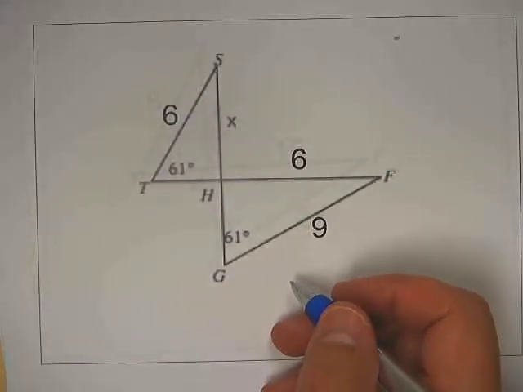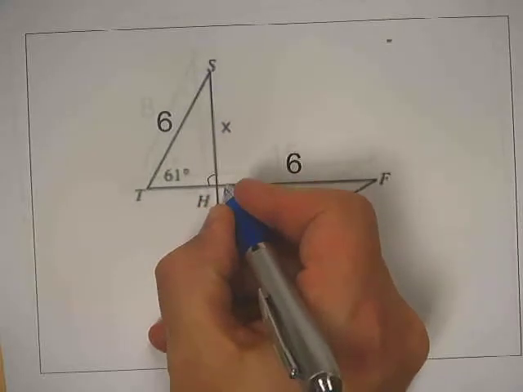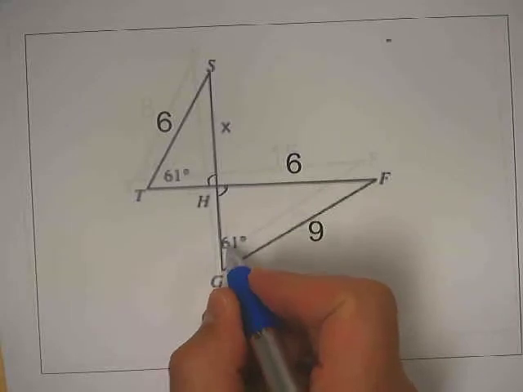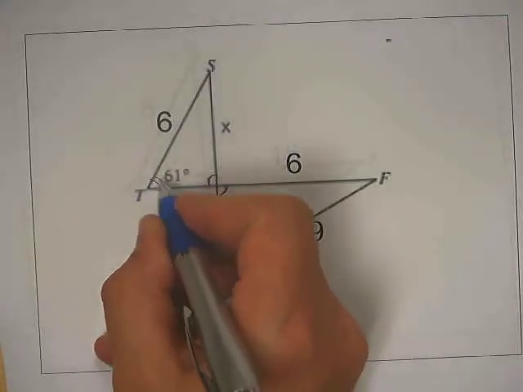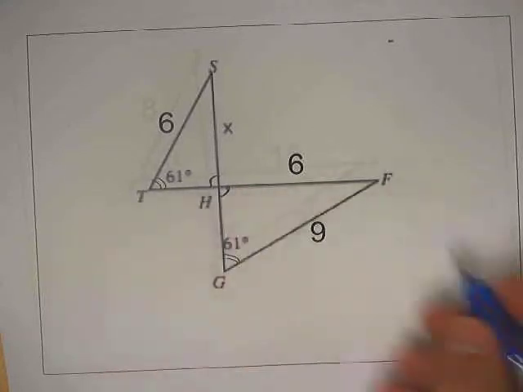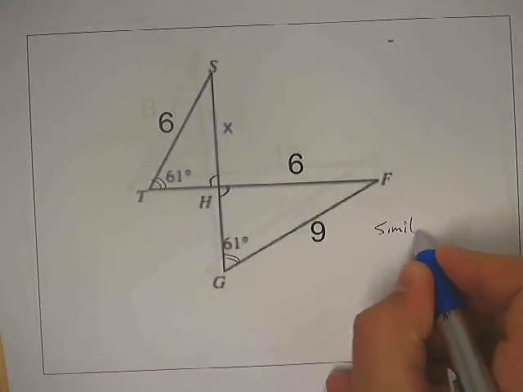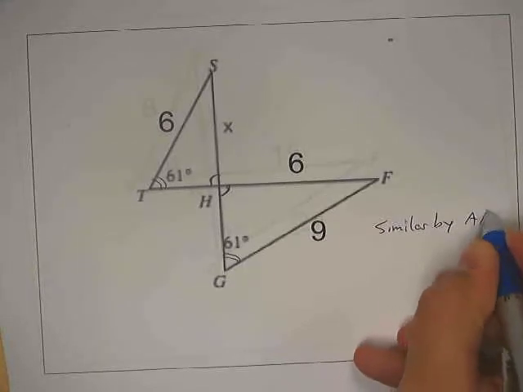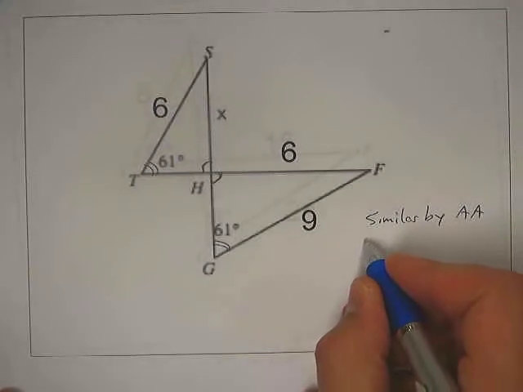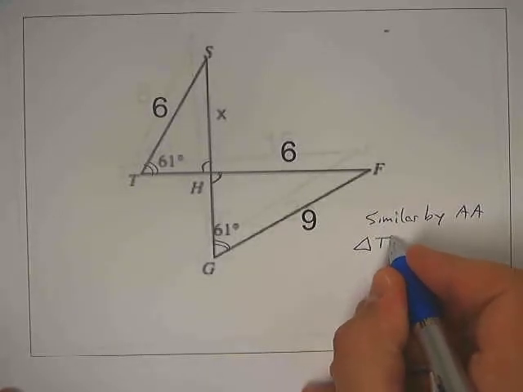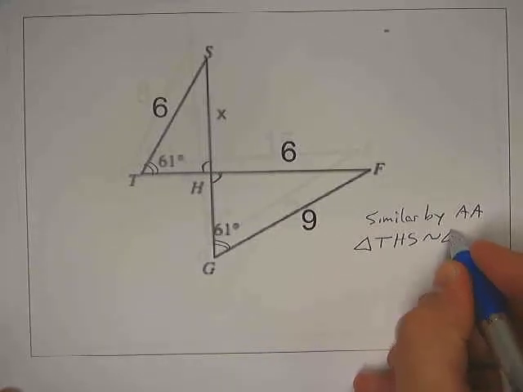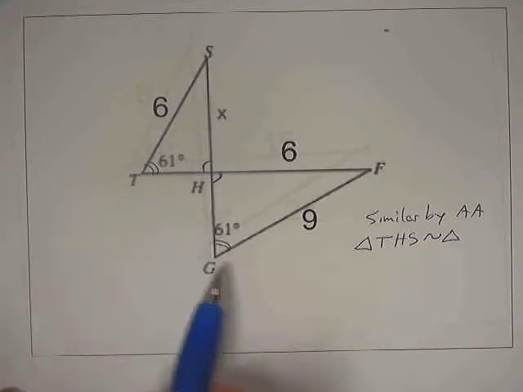Alright, now this one right here, these triangles are going to be similar triangles, and I'll tell you why. They're similar because you have vertical angles right here. Okay, these are vertical angles, and obviously these 61-degree angles are congruent as well. So you have 2 angles of one triangle congruent to 2 angles of another triangle, so they're similar by angle, angle.